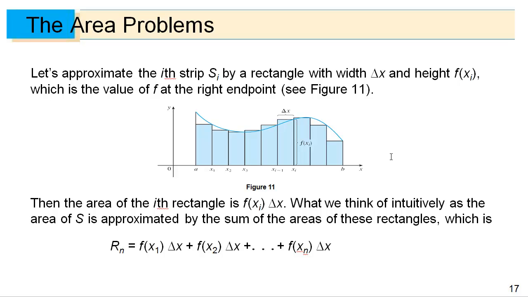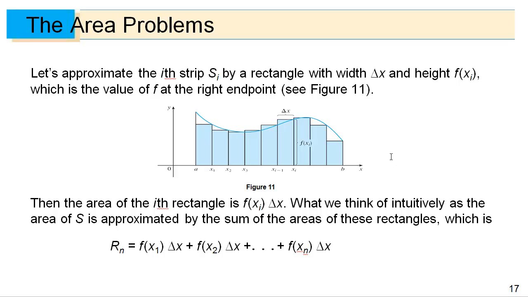So if we want to now approximate the ith strip, that just means pick a random strip between the first and the last, and we'll call it the ith, right? This is the x sub 1, this is the first strip, second strip, third strip, and so on. This is the ith strip. It means it's i many places over. Again, because we're just trying to generalize it.